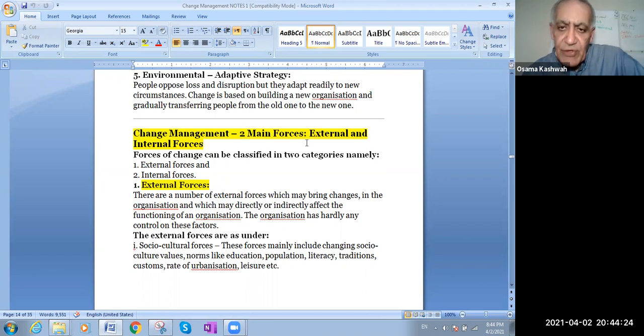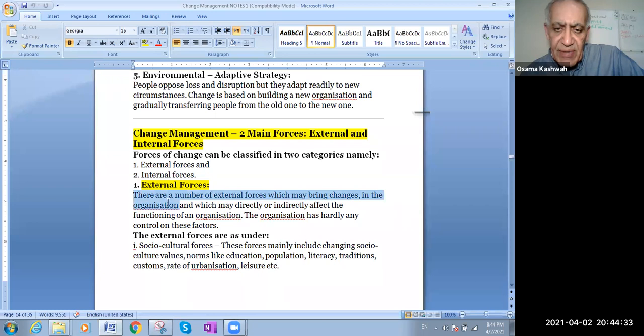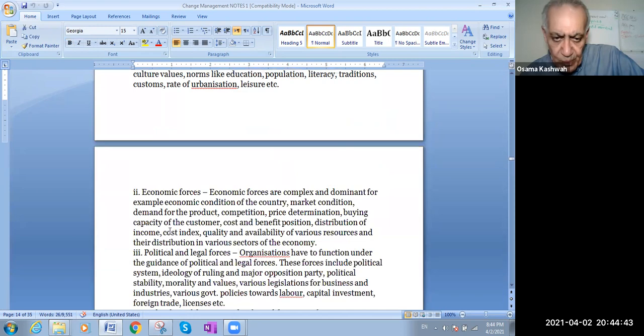We have main forces. The forces for change are external and internal forces. So what about the external forces for change? These are a number of exchange forces which may bring changes in the organization and which will directly affect the functioning of the organization. Okay.